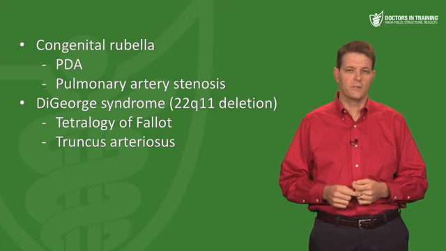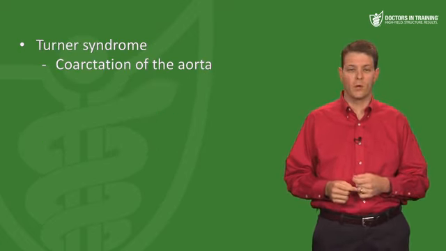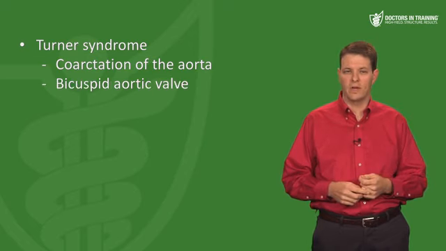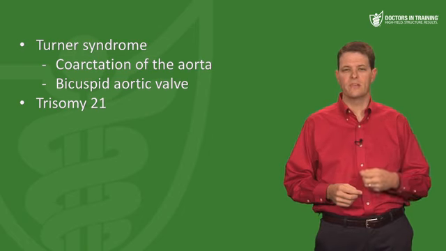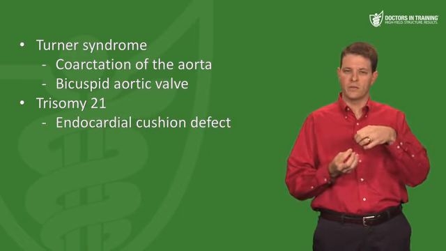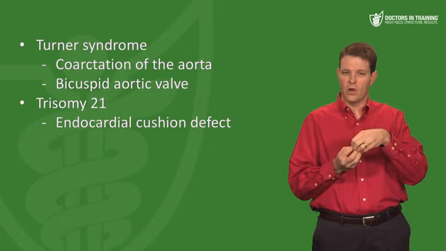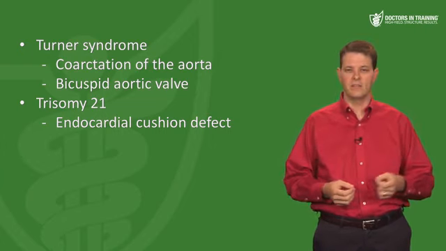DiGeorge syndrome, also known as the 22q11 deletion syndrome, can be associated with either tetralogy of Fallot or a truncus arteriosus. Turner syndrome is associated with coarctation of the aorta, as well as aortic valve defects like bicuspid aortic valve. And then trisomy 21 or Down syndrome increases the risk of an endocardial cushion defect. Remember, the endocardial cushion is the place where the ventricles and the atrium meet, right in the center of the heart. So endocardial cushion defects can lead to ASDs and VSDs. And that's it for the congenital heart diseases. So go ahead and work through the end of session quiz, and then we'll go over the answers together.